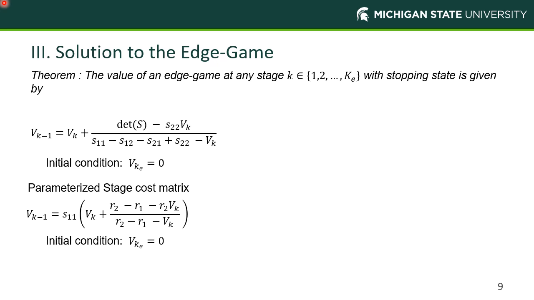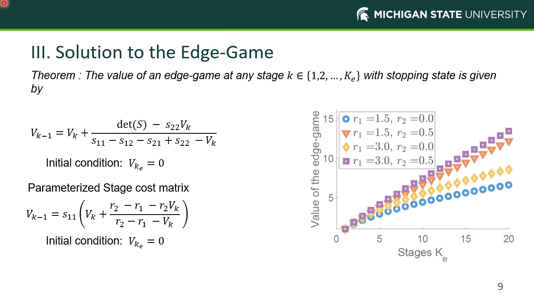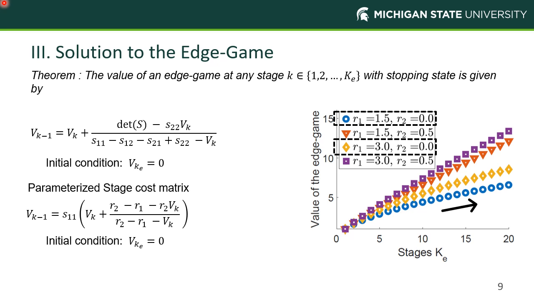Similarly, using the parameterized stage cost matrix, we get the following form with the same initial condition. The figure illustrates the value of the edge game for stages KE. As you see, the value of the edge game V0 keeps increasing with increasing KE, but the stage cost entries shape the rate at which it will grow. With R2 being equal to 0, that is no mobility cost, the value grows sublinearly, and with R2 equal to 0.5, it starts becoming linear with the number of stages. Therefore, as R2 increases, the value of the edge game becomes linear with stages KE.